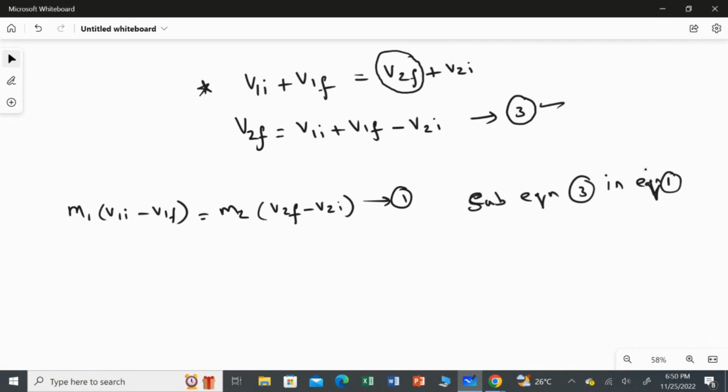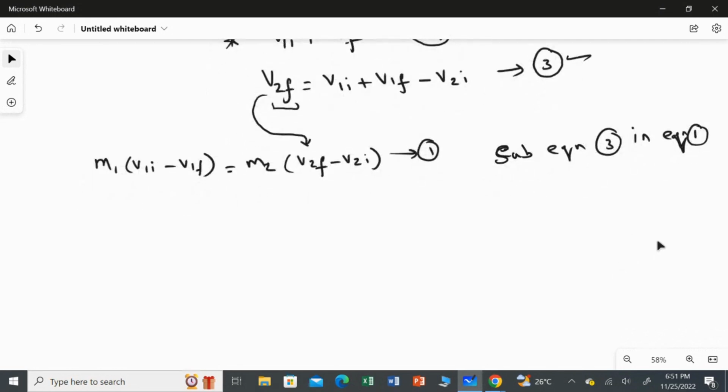You have to see on the left hand side of the third equation, we have V2 final, am I right? So I'm going to simply take this value and substitute it here. That's it. It's a small mathematical arrangement, am I right? So simply I'm going to take this V2 final equation and substitute it in equation 1. By that, your equation will be in a different form, right? So let's substitute the third equation in equation 1.